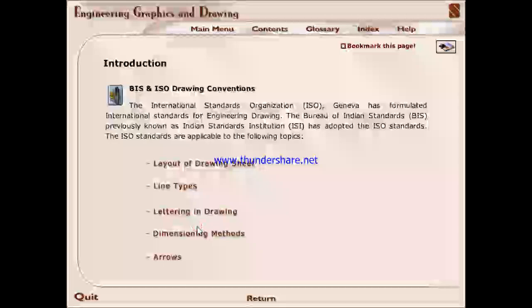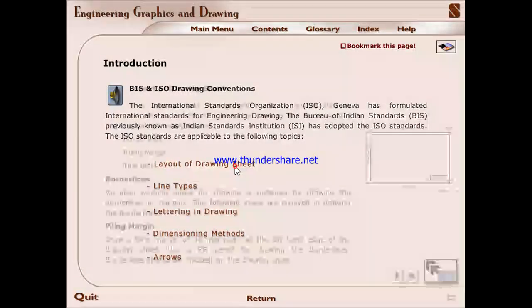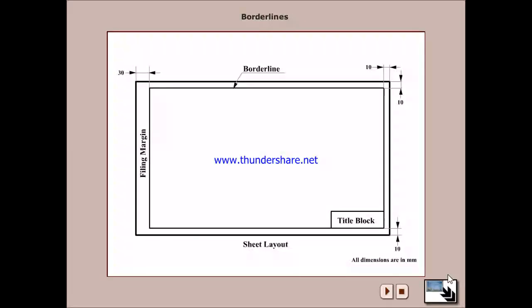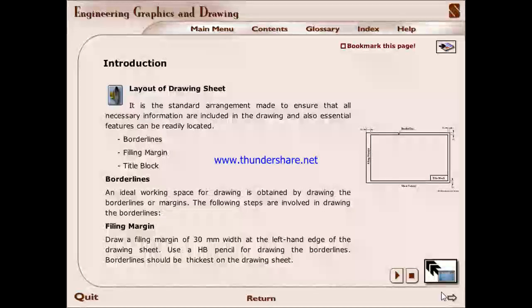And similarly, our drawing conventions are the layout of the drawing sheet, which is already discussed. This is the layout of the drawing sheet, and we remember that all the information we are giving is most important, because it is the starting chapter, and this information should be memorized and should be followed for each drawing sheet.